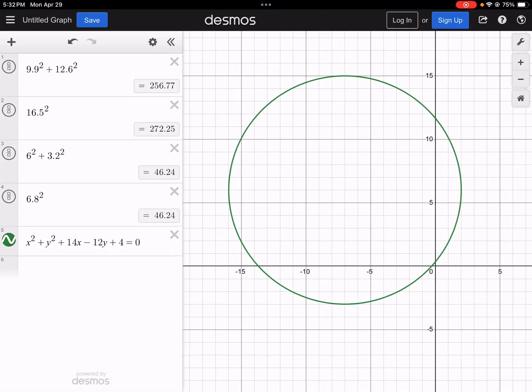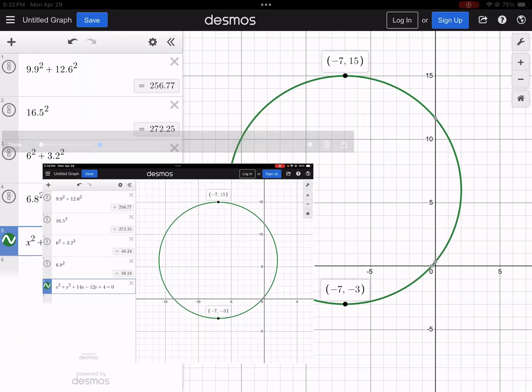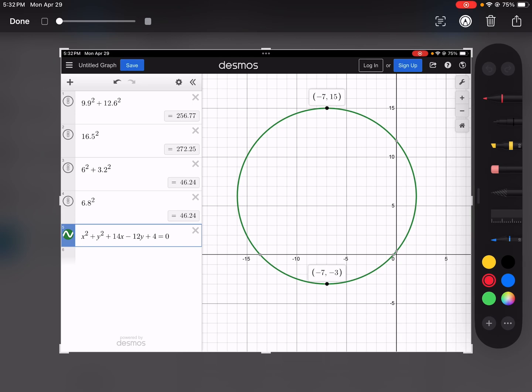Okay, so here's my equation. I'm going to identify my top and bottom. I'm going to mark this up for y'all so you can see how this works. So if I mark this up, it looks like this line segment right here is my diameter. So it looks like I'm at positive 15. I went down 15, and then I went down 3 more. That is 18 yet again. So my radius then is equal to 9.